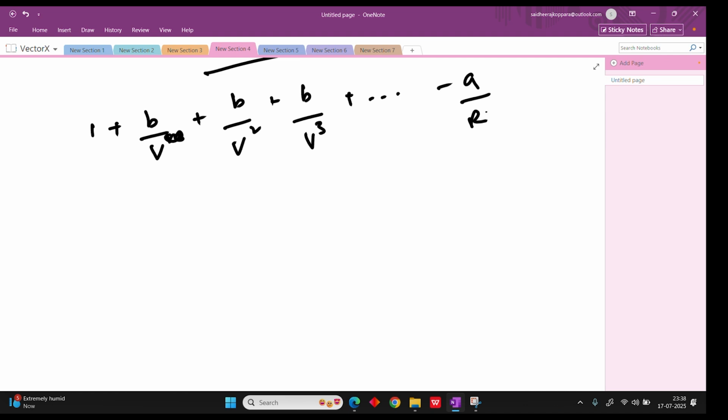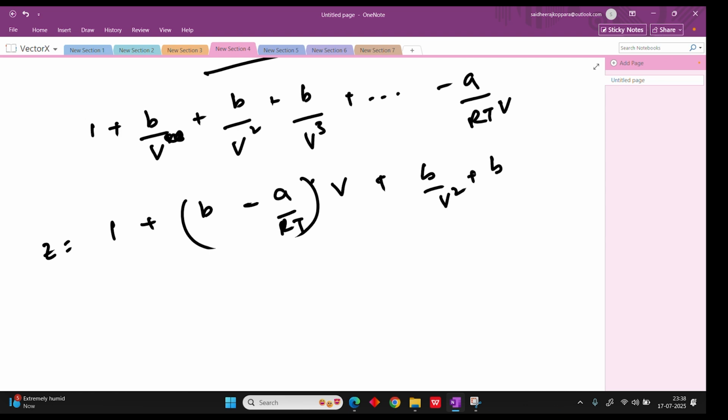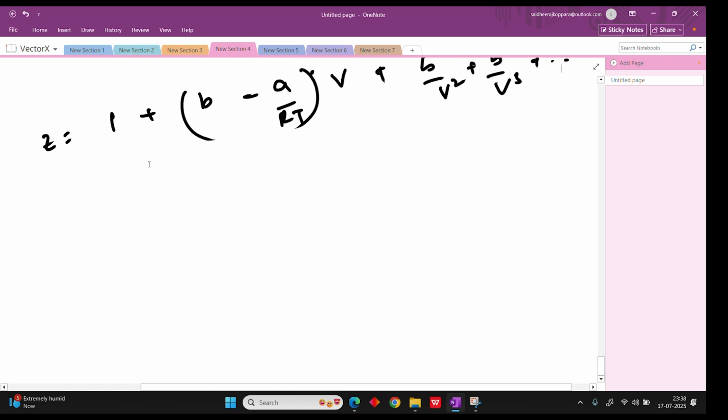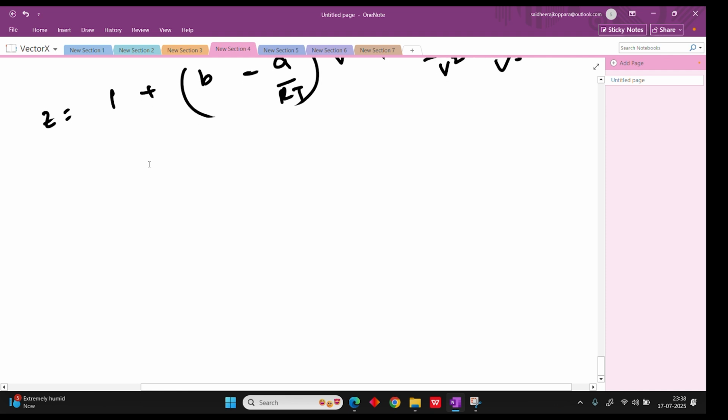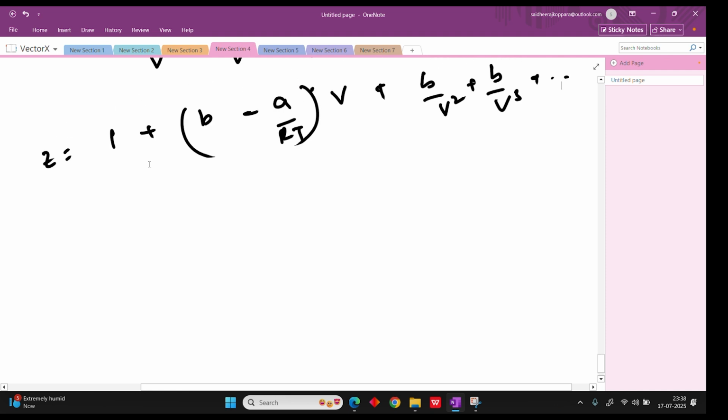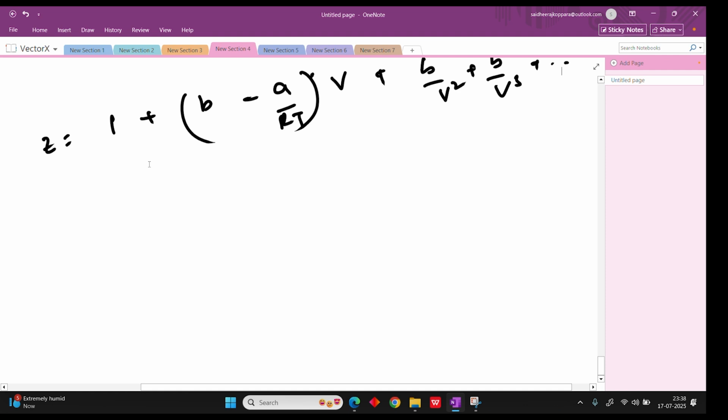Yeah. So while you binomially expand, this is what you get. And while you compare the coefficients, Z equals 1 plus (b minus a by RT) times 1 by V plus b square by V square plus b cube by V cube. This is how your equation needs to be. I don't know why I am not able to manipulate it today. If you want to, you can refer to your standard books and you can actually get them.